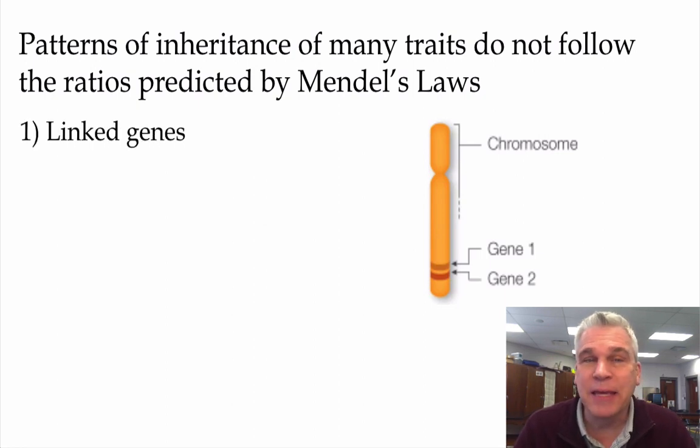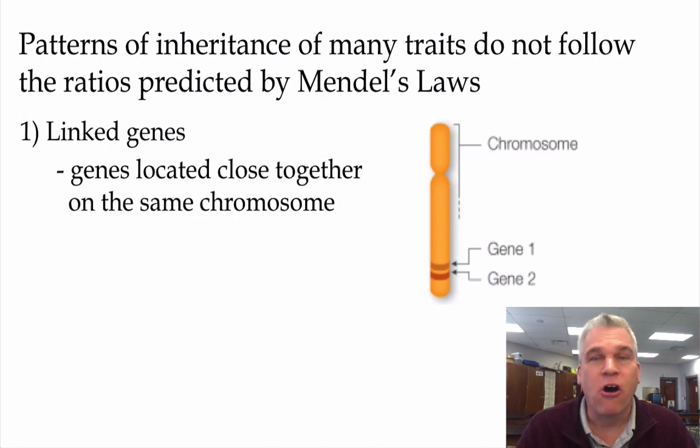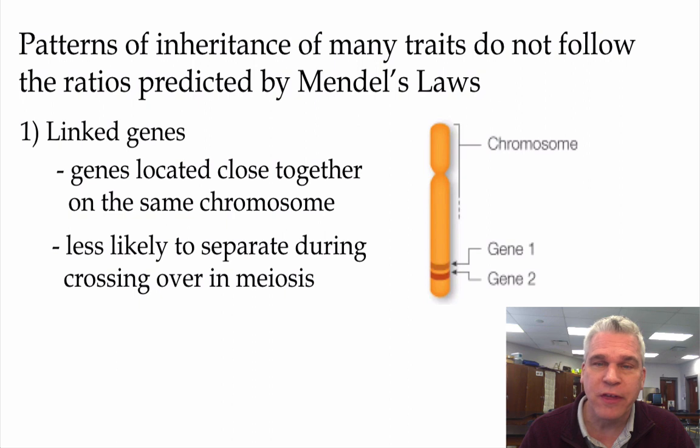One is that they can be linked genes. Linked genes are genes that are located close together on the same chromosome. Technically, any genes located on the same chromosome are considered linked. The closer they are to each other, the more linked they are, and the less likely they are to separate during meiosis in the process of crossing over. For instance, in crossing over, at any point along this chromosome, it can break off. The only time we could use a Punnett square is if crossing over took place right between, say, gene 1 and gene 2. That's not very likely to happen.